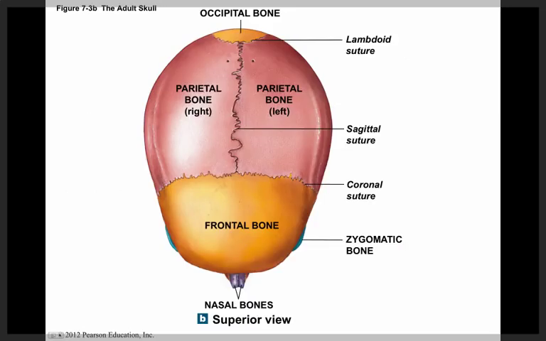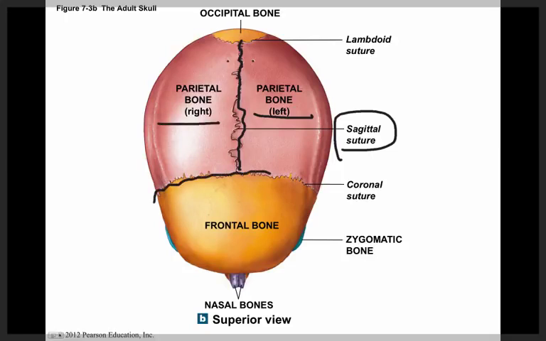This is a superior view of the skull, and here we see another suture that is called the sagittal suture, and it divides the left parietal bone from the right parietal bone. We also get a clear view of the coronal suture, so like a crown, fits on top of your head between the frontal bone and the parietal bone.